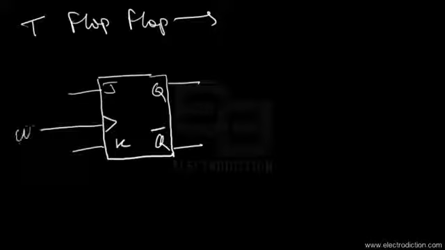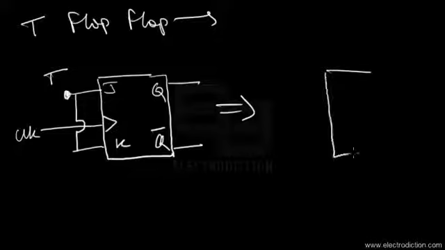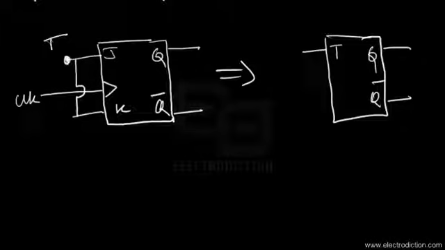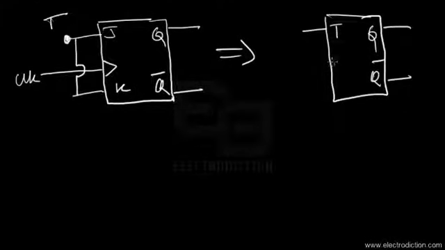This is the logic diagram of the JK flip-flop, and here's the clock input. Now if we connect the J and K inputs of this JK flip-flop together, what we get is the T flip-flop, whose logic diagram would appear something like this. There you go, the Q and Q bar outputs, and here we have a single input, that is T. And here would be the clock signal also, I just forgot about that.